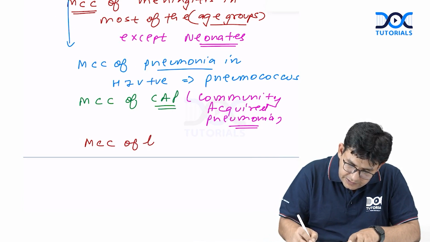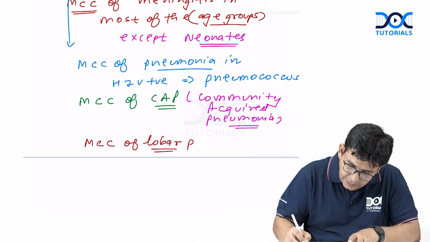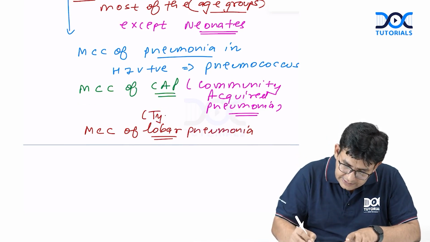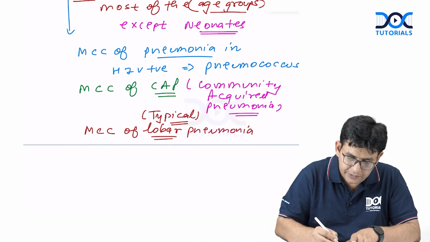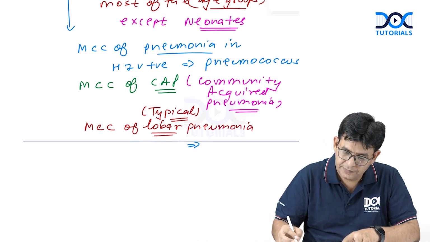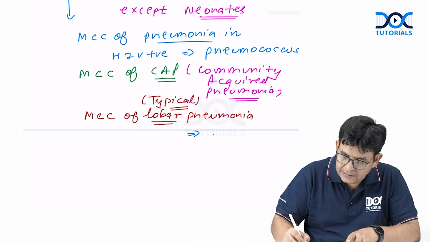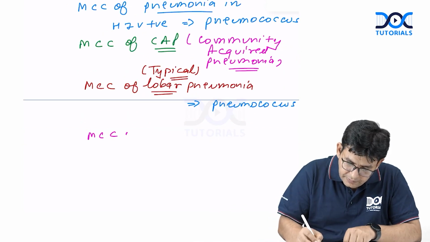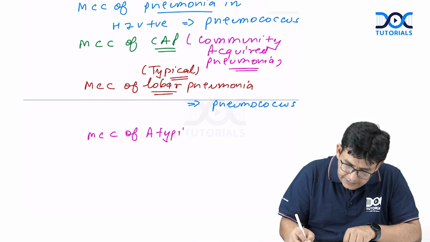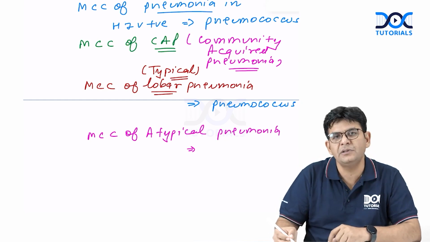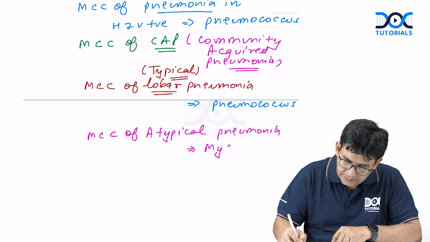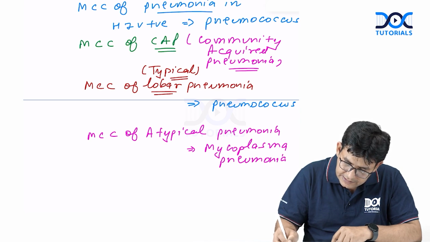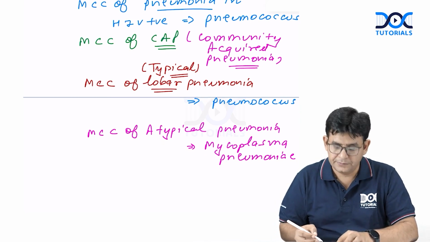If somebody asks you the most common cause of lobar pneumonia, in which lobes are involved, also termed as typical pneumonia, the answer is again pneumococcus. If somebody asks you the most common cause of atypical pneumonia, the answer is Mycoplasma pneumoniae, and the pneumonia caused by this is also termed walking pneumonia.